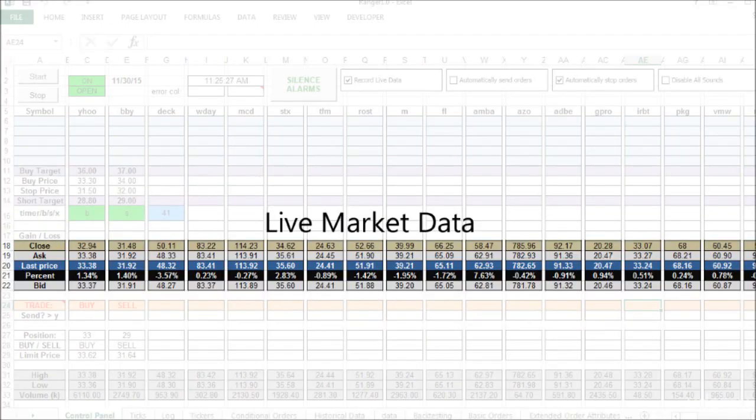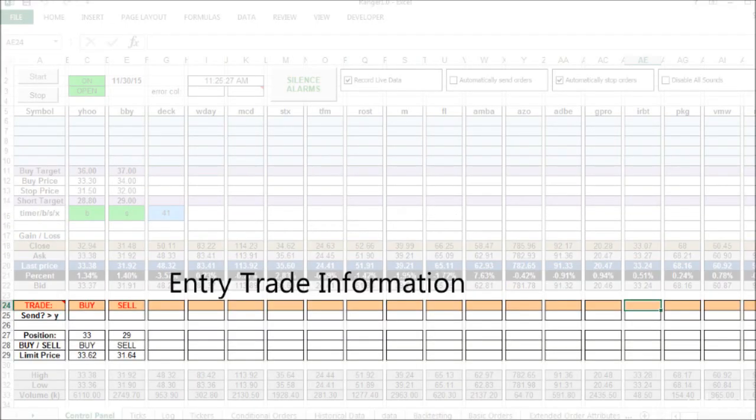Here we have our live market data, and this is where our entry trade information is displayed. So when a trade is triggered, to enter a position, you will see the information down here. Here you can see a buy trade and a short sell trade. We have our position, our buy or our sell, and our limit price.